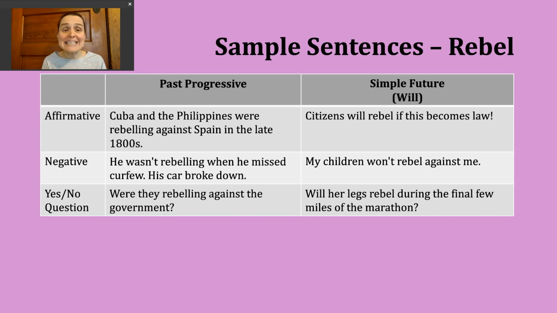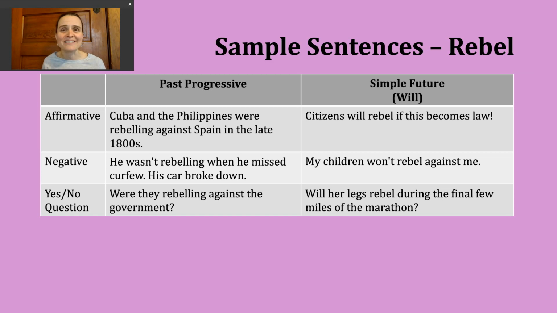Now, if I want to make a negative past progressive sentence, what I'm going to do is have my subject, then I'll choose between was or were, whichever form matches that subject. I'll use not, and then the ing form of the verb. You might hear some speakers use wasn't and then the ing form, or weren't and then the ing form. They mean exactly the same thing. In fact, I've used the contraction in my example sentences. He wasn't rebelling when he missed curfew.